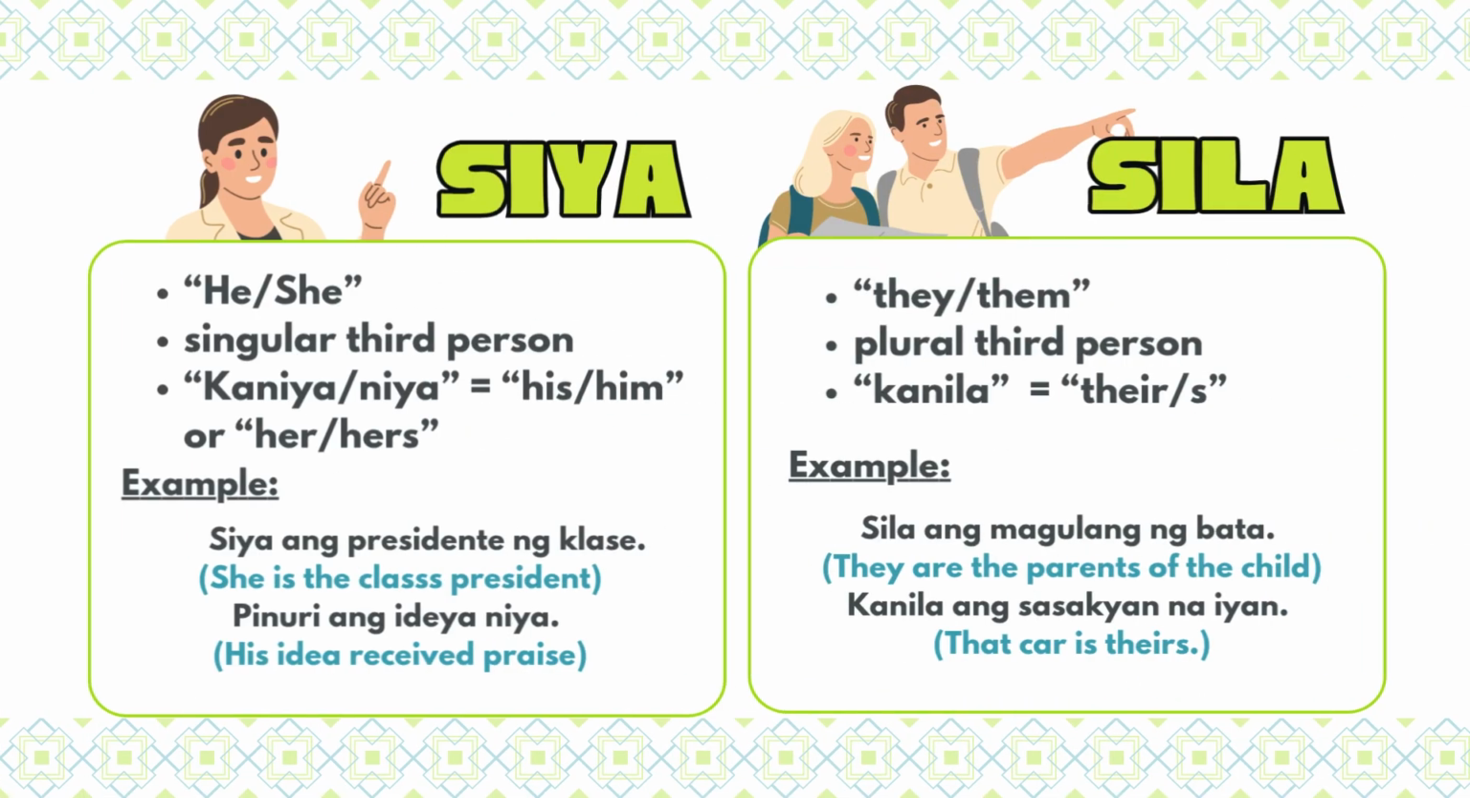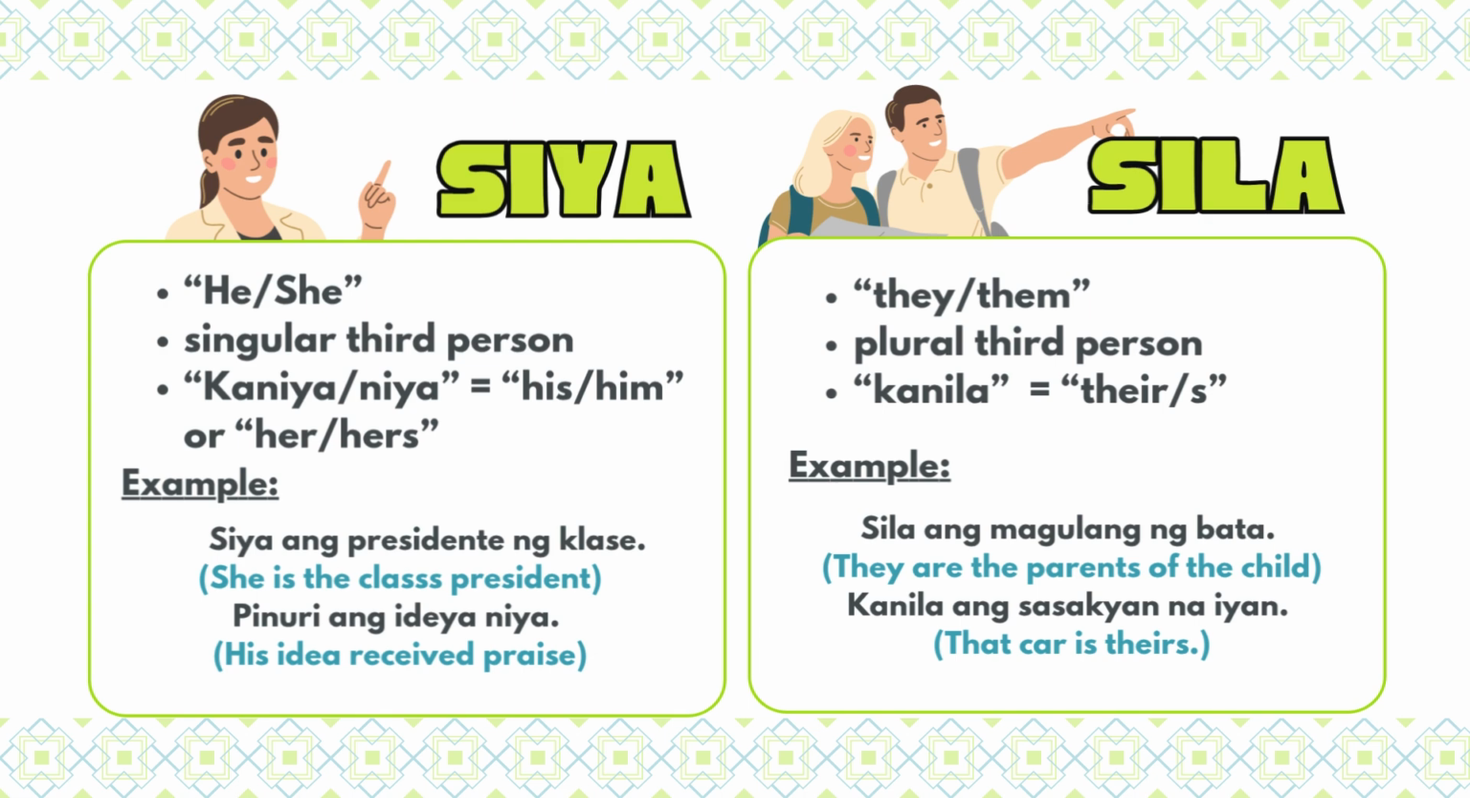We also have siya and sila, a gender-neutral pronoun that refers to a third person. Siya, or in English, he or she, refers to a singular third person. In a sentence, siya ang presidente ng klase. She is the class president. Another, pinuri ang ideya niya. Or, his idea received praise.